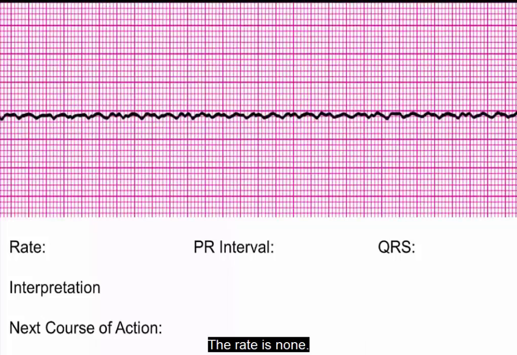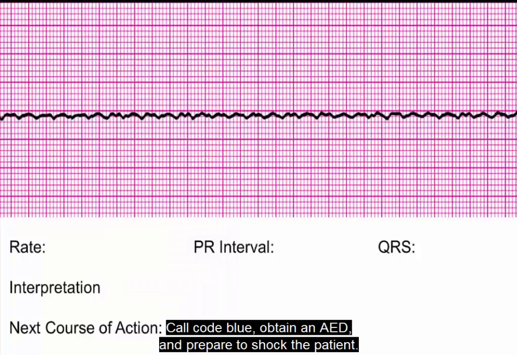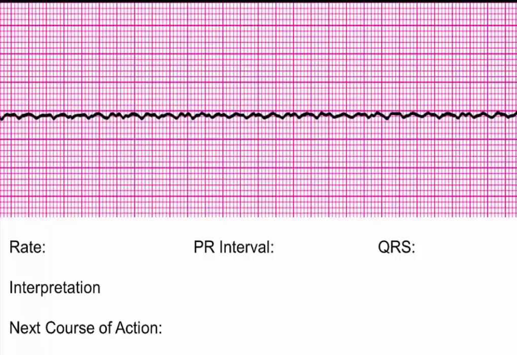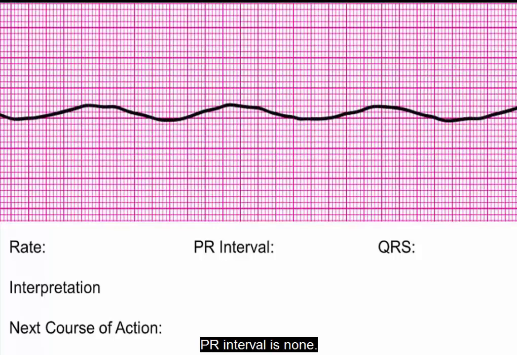The rate is none, the PR interval is none, the QRS is none. This is ventricular fibrillation. Call code blue, obtain an AED, and prepare to shock the patient. Rate is none, PR interval is none, QRS is none. This is asystole. Call code blue and begin CPR.